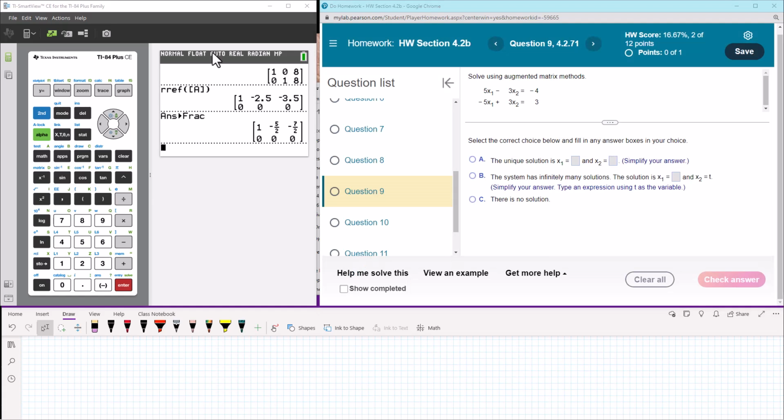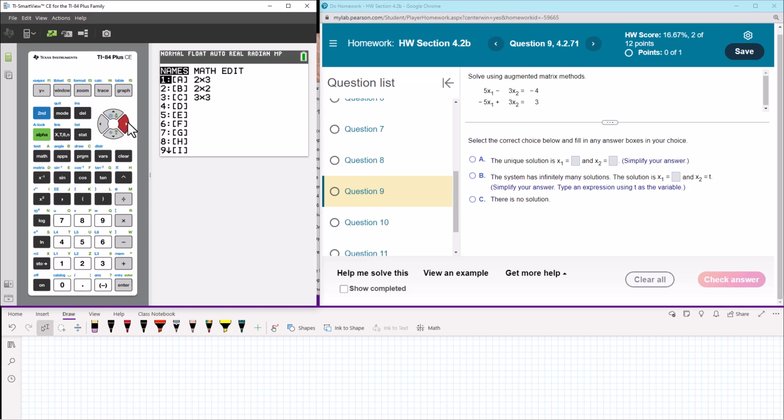For my last problem, let's take a look at this example right here. Here we have 5x1 minus 3x2 is equal to negative 4, and negative 5x1 plus 3x2 is equal to 3. And once again, we're going to solve this using our calculator. Now, instead of writing out the matrix, I'm going to write the matrix on our calculator strictly from the system equations that we have here. So to do that, I'm going to go second, matrix. Almost made that mistake again. Go over to edit. We are going to do A again. It's already a 2 by 3 matrix, so I can go through there.